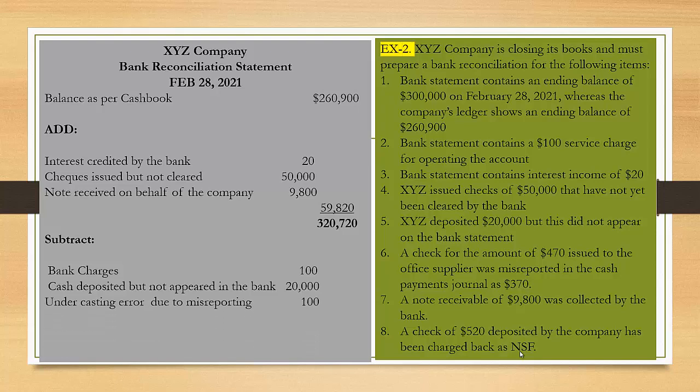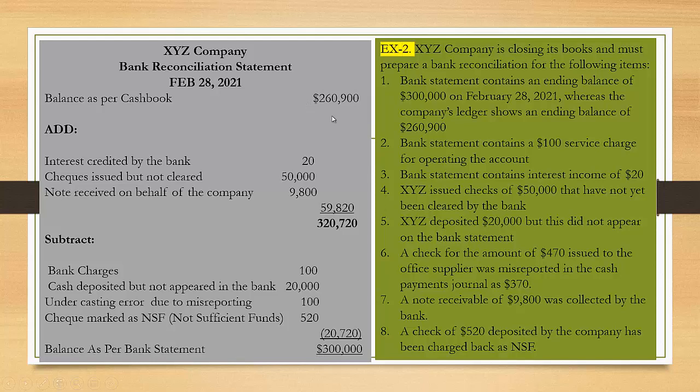And the undercasting error due to the misreporting, we saw here in transaction number 6, and similarly the check marked as NSF, not sufficient funds, 520, we need to minus. So these are the 4 items we need to minus. The sum total of this is 20,720, and this amount we need to minus from 320,720. So this will give us the final balance as per bank statement, and it comes to 300,000.